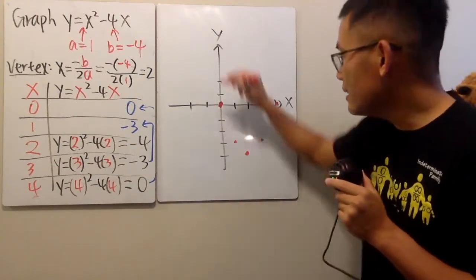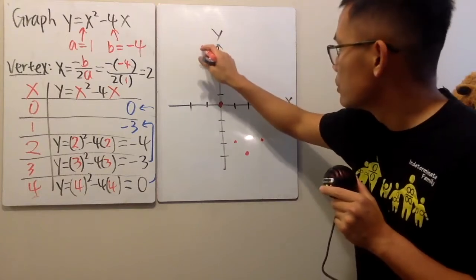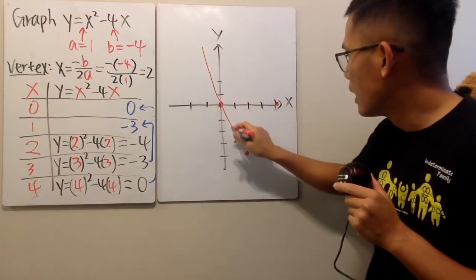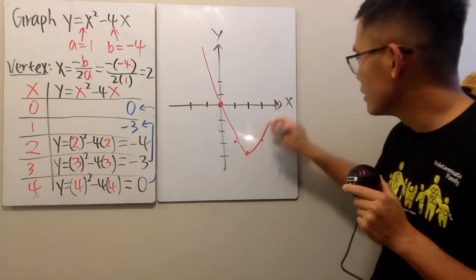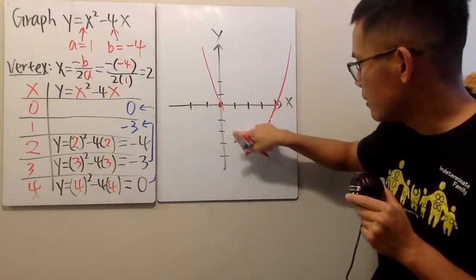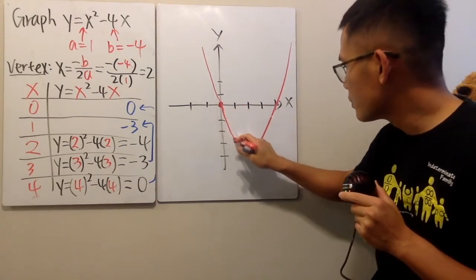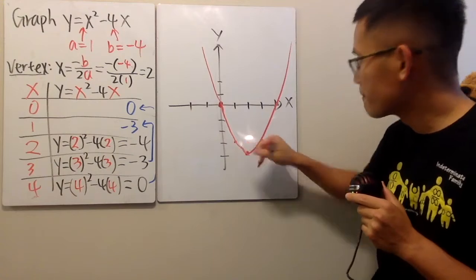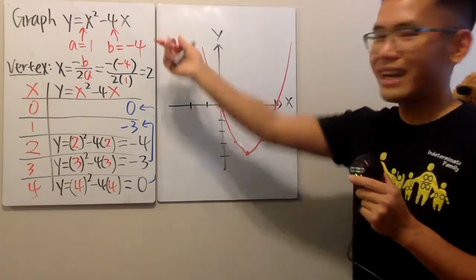And of course, in the end, just go ahead, make your graph again. So it should look like this. And let me just fix it a little bit. The graph should look like this. Right? So here is the graph for that.